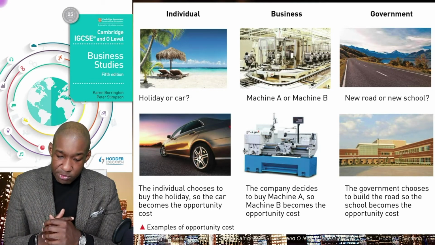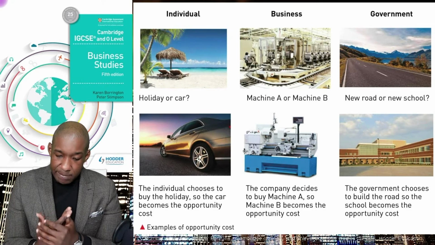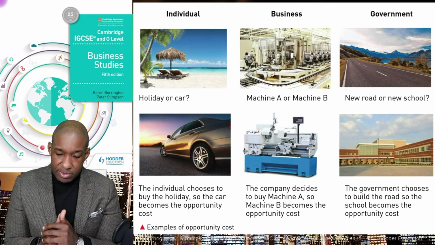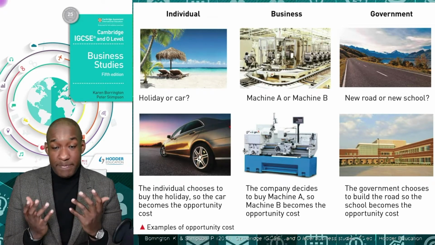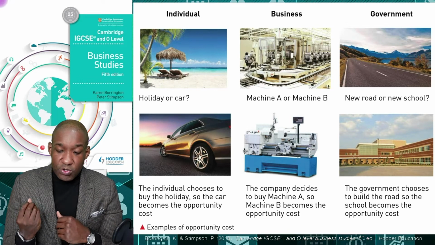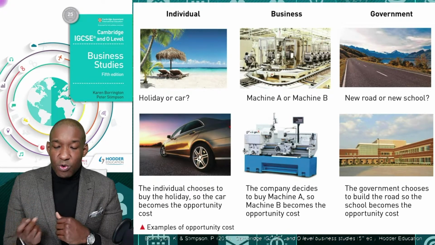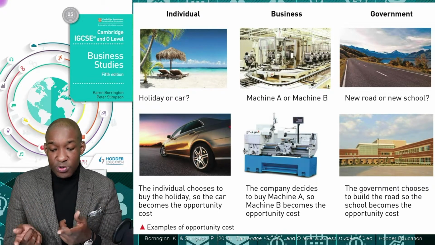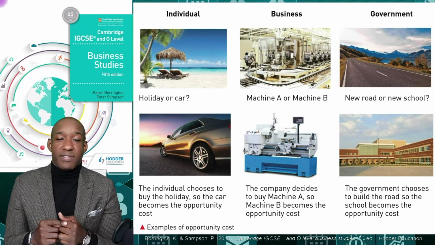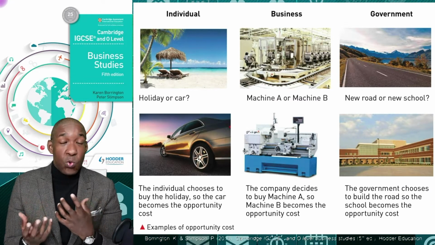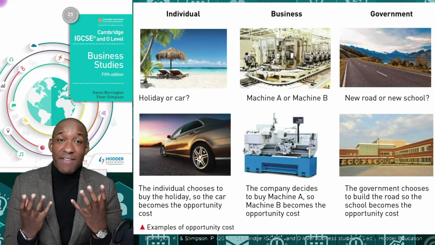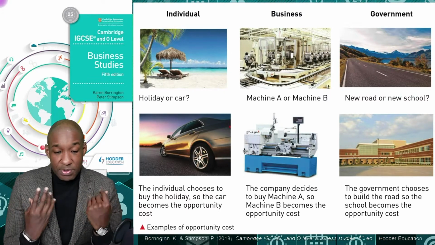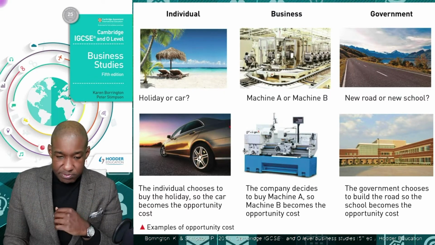Business, machine A or machine B. In that example, the company decides to buy machine A, so machine B becomes the opportunity cost. Government have big decisions to make. Does the government build a new road or a new school? If the government chooses to build the road, the school becomes the opportunity cost. So even governments have to choose one or the other. The government does not have an unlimited amount of money and resources. They have to make that same decision just like we would have to make those smaller decisions.